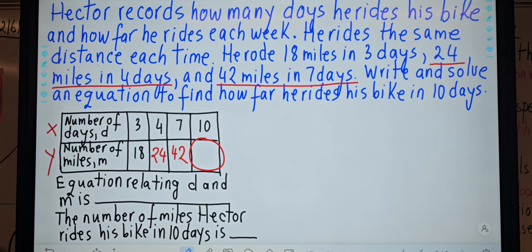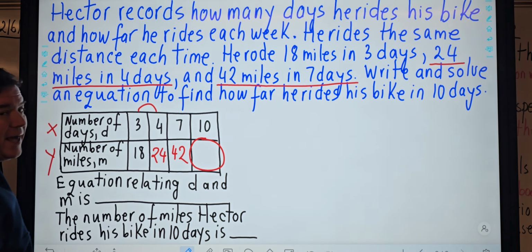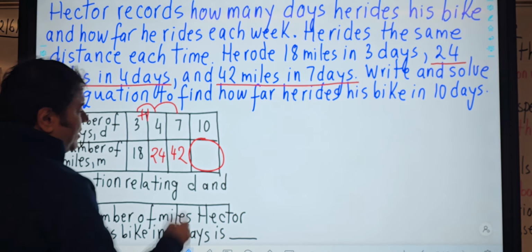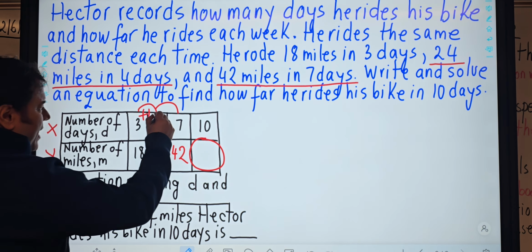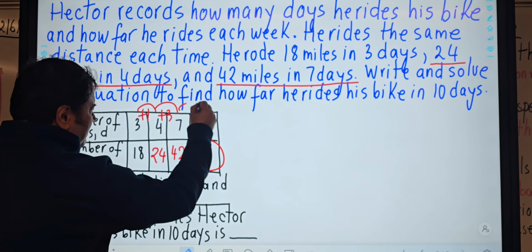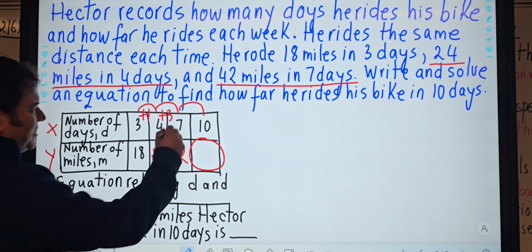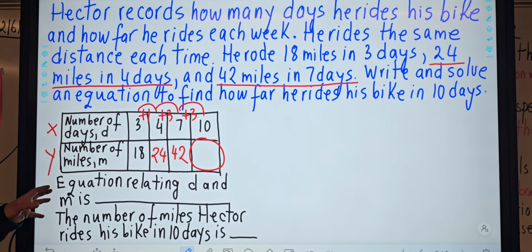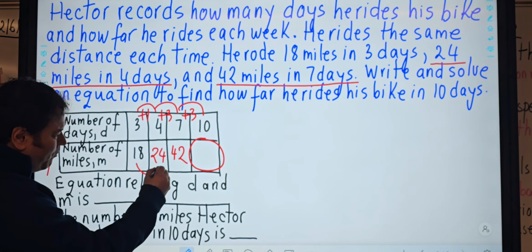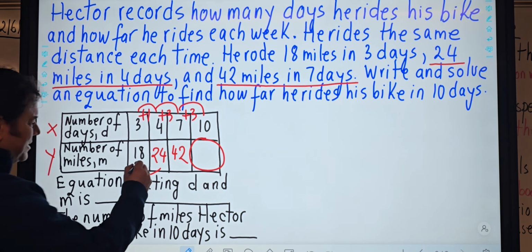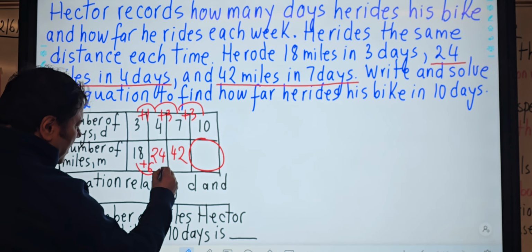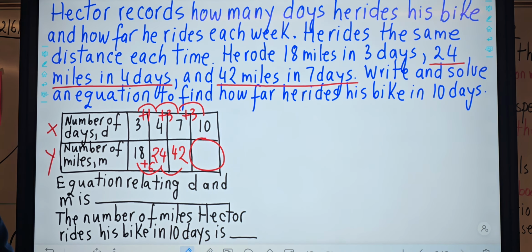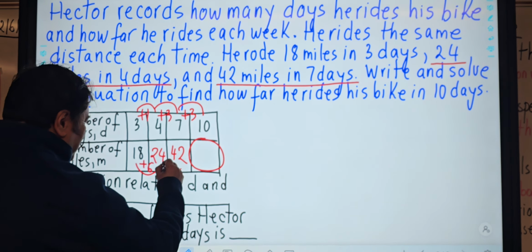We can see from 3 to 4, we add 1. Now from 4 to 7, we are adding 3. And from 7 to 10, we are adding the same, plus 3. Now let's take a look at the pattern for the number of miles. From 18 to 24, we are adding 6. Now from 24 to 42, we are adding 18.